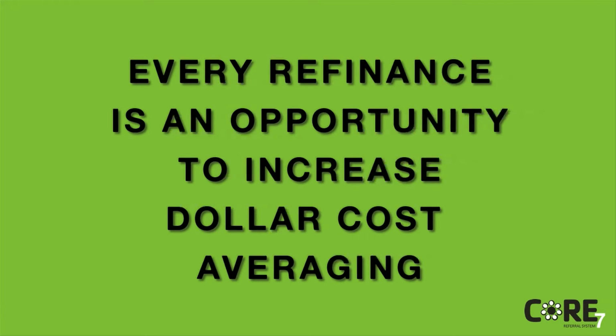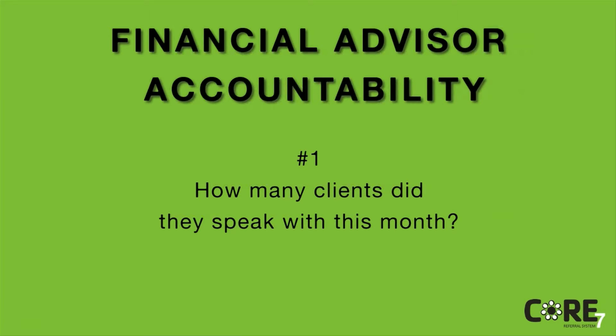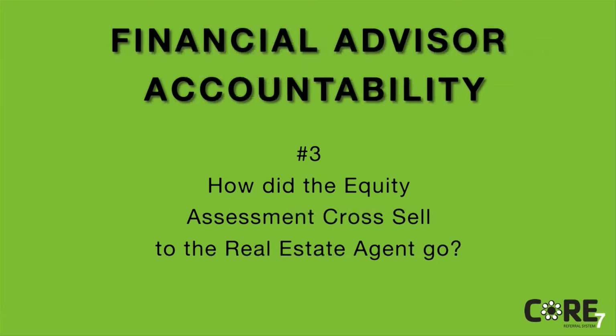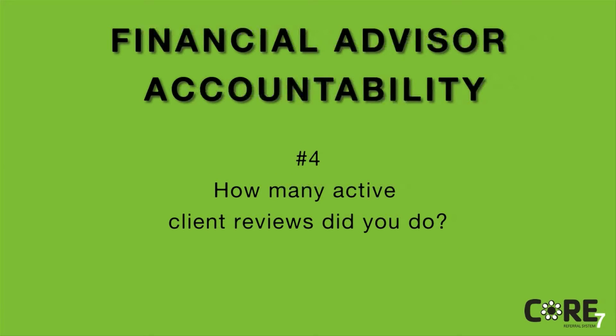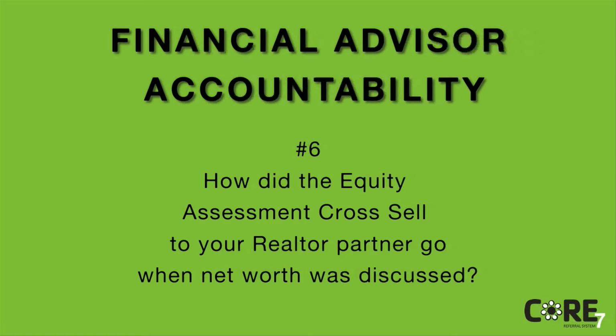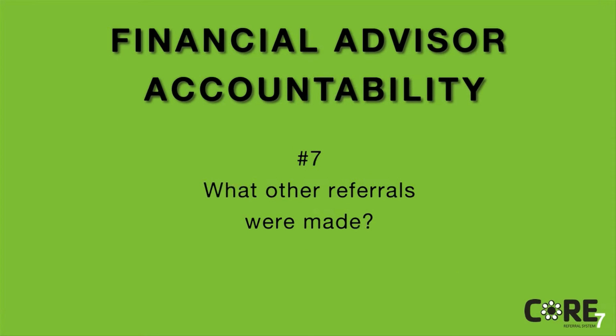What are those? Great. The main points for the financial advisor that you want to make sure are focused on at the mastermind meeting is, number one, how many clients did they speak with this month? Number two, how did the referral generator cross-sell to the estate planning attorney go? Number three, how did the equity assessment cross-sell to the real estate agent go? Number four, how many active client reviews did you do? Number five, were they all introduced to the estate planning attorney? Number six, how did the equity assessment cross-sell go to your realtor partner when net worth was discussed? And what other referrals were made? And again, all this is tracked on the tracking grid.